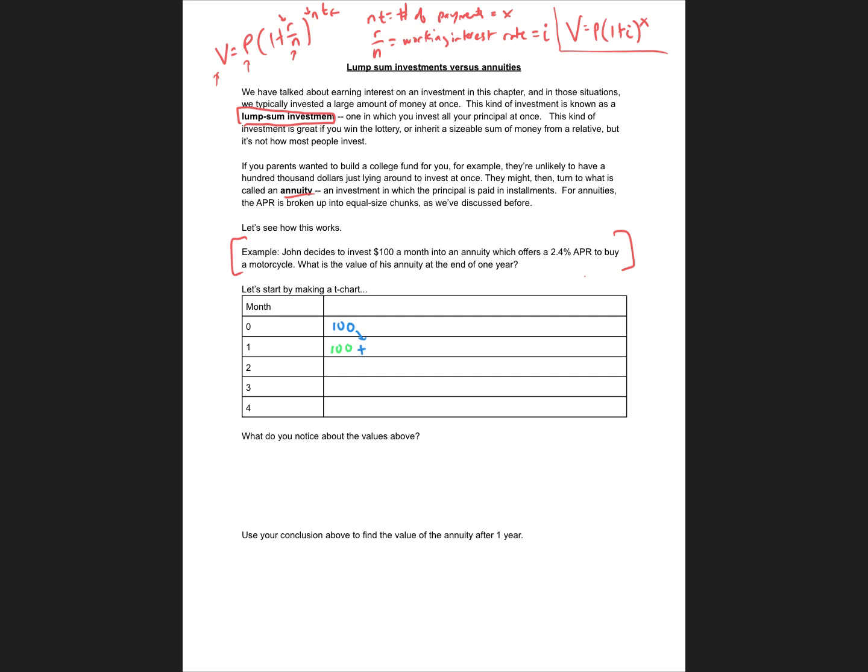So since he's putting the money in on a monthly basis, just like in the lump sum investment, you would take the APR, which is 0.024, and divide it into equal parts. This time 12, because he's making the payments monthly. That's going to give me the working interest rate for this annuity.